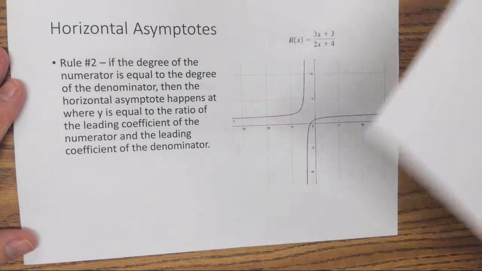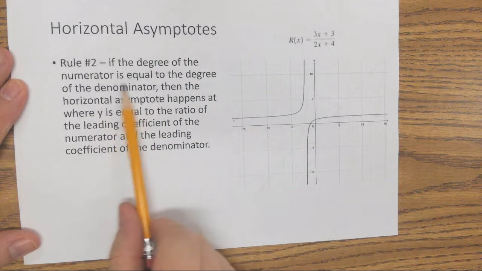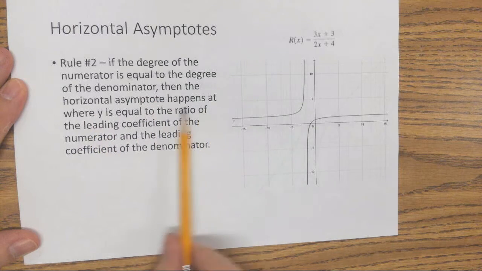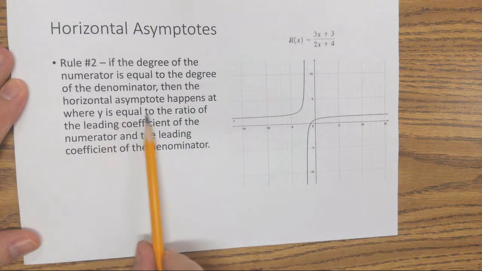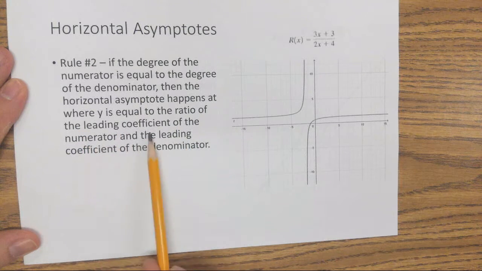Let's look at rule number 2. Rule number 2 states that if the degree of the numerator is equal to the degree of the denominator, then the horizontal asymptote happens at where y is equal to the ratio of the leading coefficient of the numerator and the leading coefficient of the denominator. You're probably sitting there saying, "Say what, Mr. Wicklehouse?"